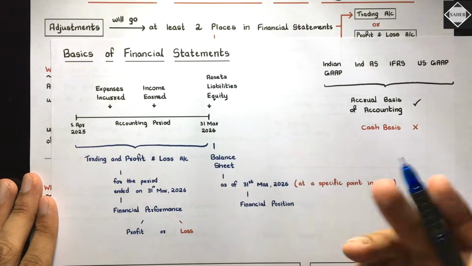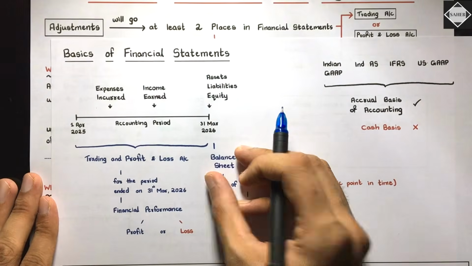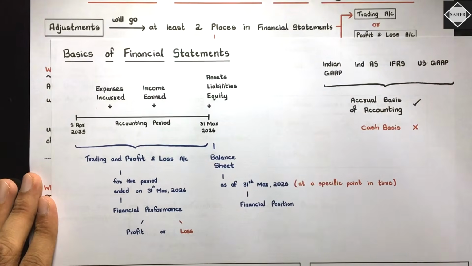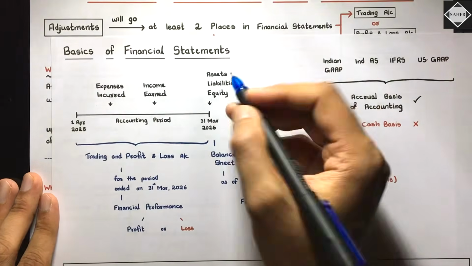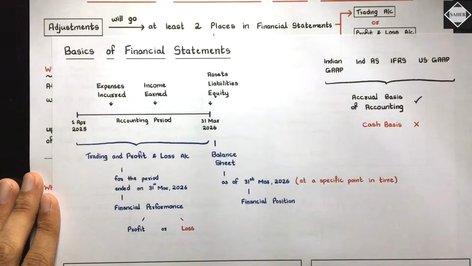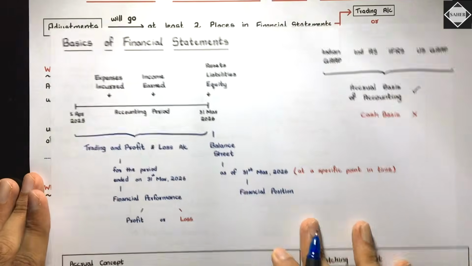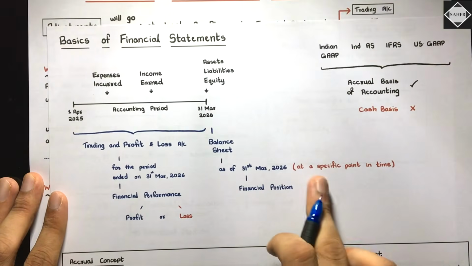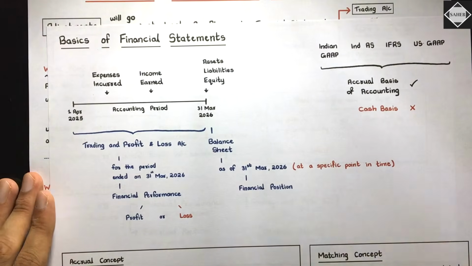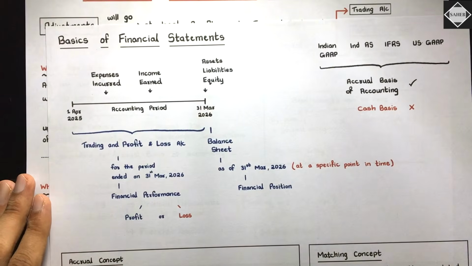That's called financial performance, right? Profit or loss. Balance sheet shows a snapshot of the business, right? On a particular day, how many assets did we have, how many liabilities, what is our capital on that day, just on that particular day only, at a specific point in time. That's called financial position. Yes, this is the basics of financial statements.